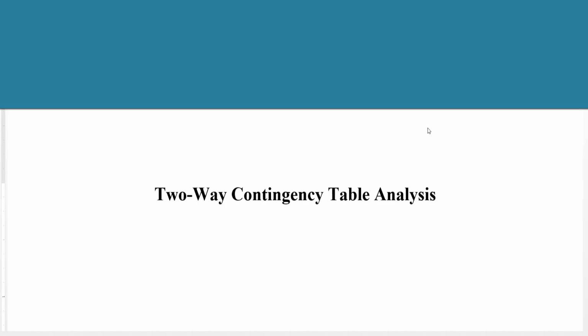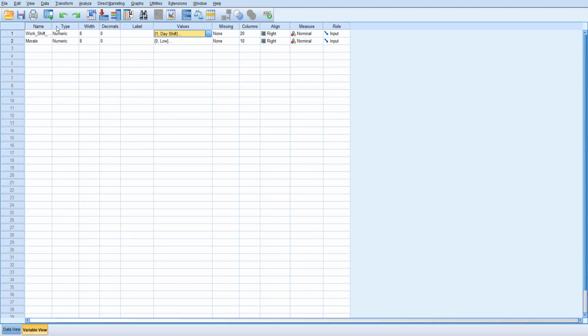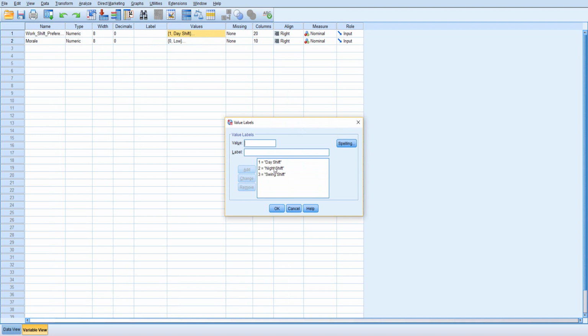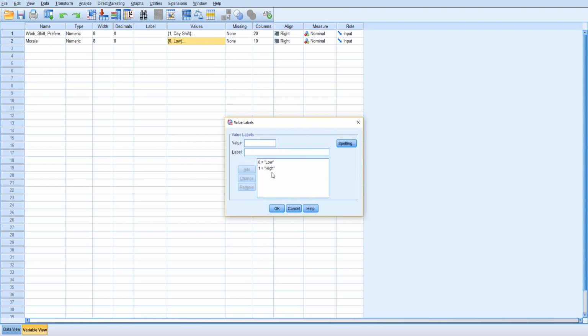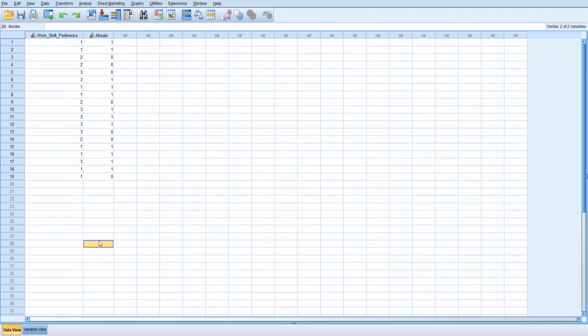Hello everyone. In this video I will demonstrate the two-way contingency table analysis using ChiSquare, and in this demonstration we will have a 3x2 table. So what do we mean by 3x2 table? One variable has three groups, that's day shift, night shift and swing shift, and the other variable has two. Okay, therefore we call it 3x2 table. So we have a total of 19 samples.